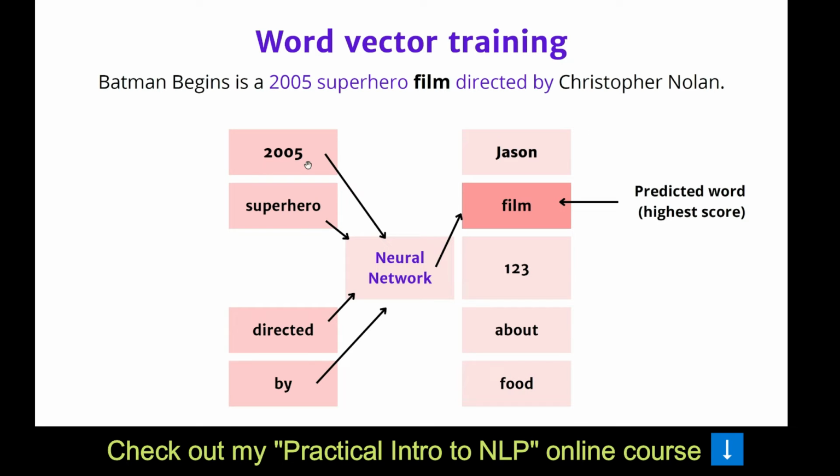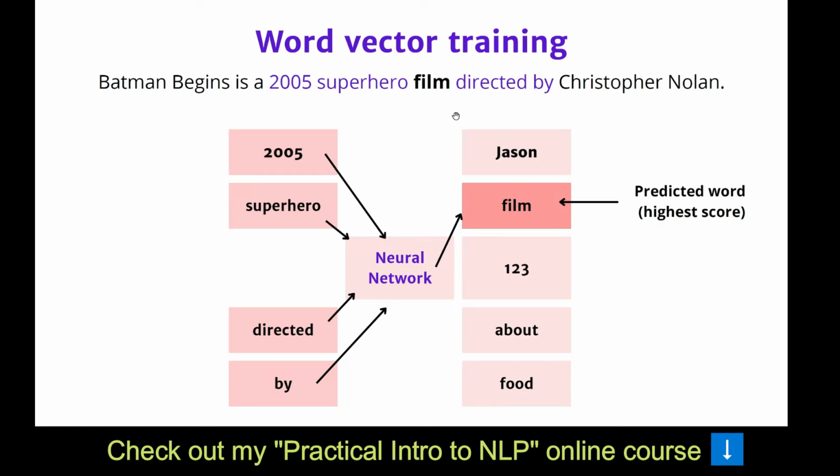For example, 2005 could be some index and superhero could be some index, let's say the 10th word or something like that. You give this whole corpus, and the output is similar. So the neural network is trained such that you take this 5-word context, you give the input words, and you tune the neural network such that the output word is film.